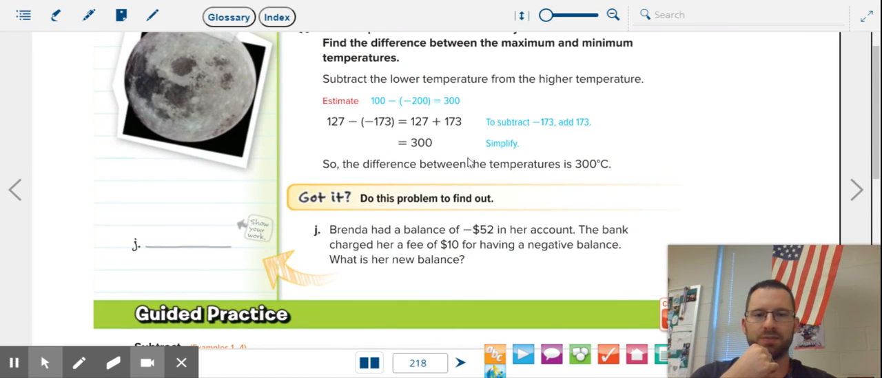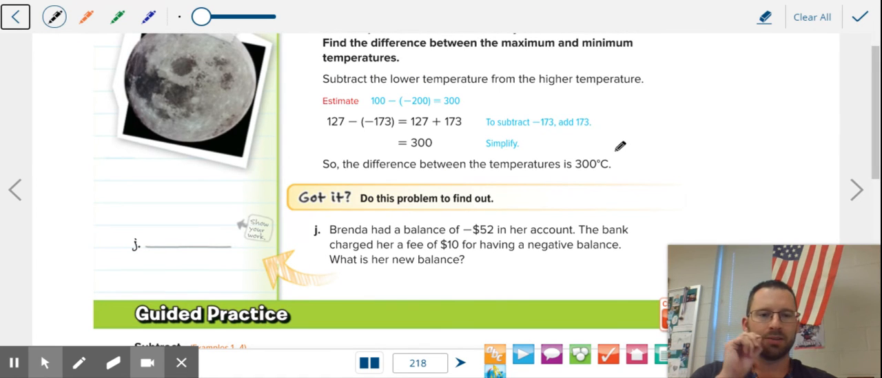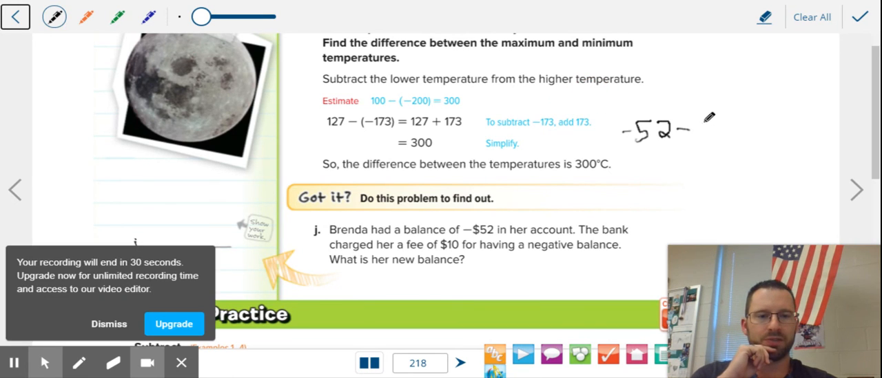Brenda has a balance of negative $52. Brenda, you got to get your balance up, okay? Stop spending money. The bank charged her a fee of $10, okay? Good job, bank, because you can't be letting that happen. Okay, so charged a fee, $10.